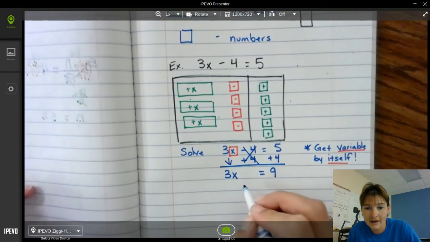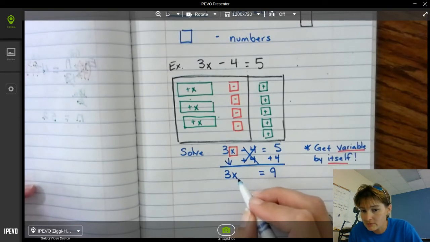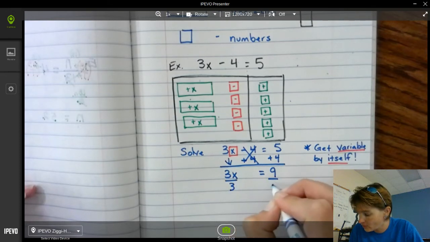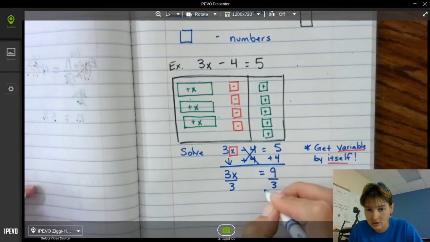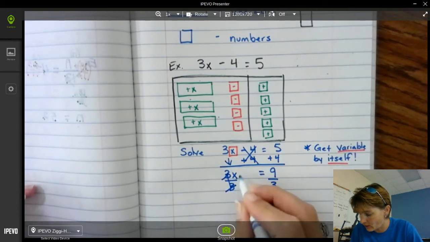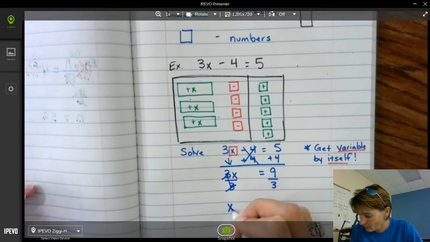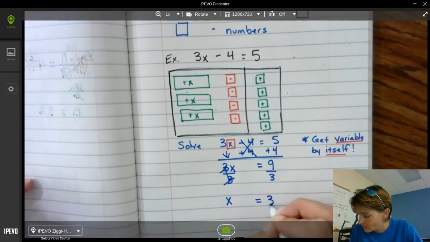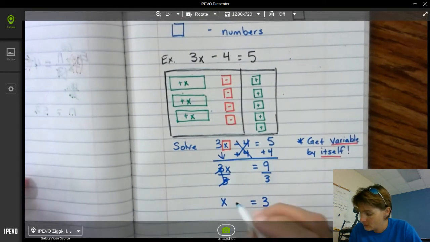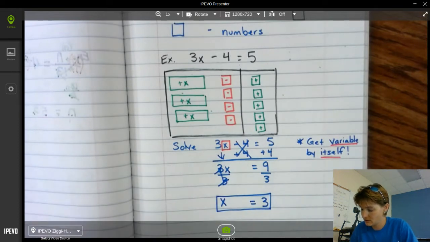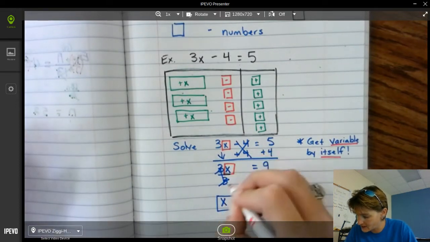Okay, 3x is 3 times x. So the opposite of multiplication is division. So we would divide by 3 on both sides of the equation. Okay, 3 divided by 3 gives you your 1. So you're left over with the 1x. Put it here, equals, and then 9 divided by 3 is 3. Okay, so x equals 3. And again, we are trying to get the x by itself.